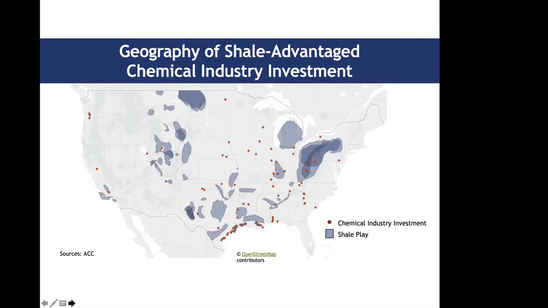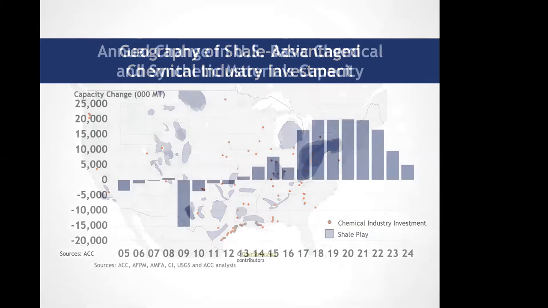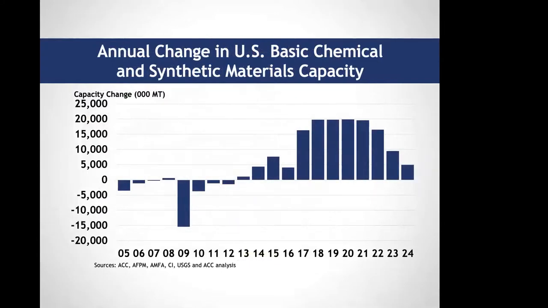There's a cluster in the Gulf Coast, mostly petrochemicals and petrochemical derivatives, a cluster that's emerging in Appalachia, and then there's a cluster of mostly fertilizer plants in the Midwest, even a couple on the West Coast, as you can see. So I wouldn't call that a cluster. This just shows a measure of basic chemicals and synthetic materials capacity, the incremental change each year. And this just shows that we're in a period right now of significant gains in this capacity. And then it'll begin off in 2022, 2023, and so on. But significant capacity coming on stream.